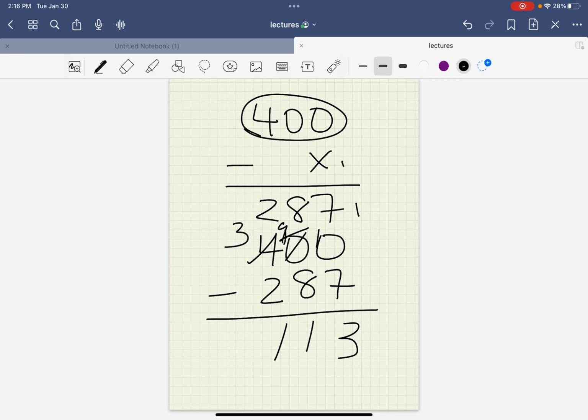We can check this by taking the 400 runners, subtracting 113 from it, and seeing if we get the 287. 3, borrow, 1, borrow from that. There, 10 minus 3 is 7. 9 minus 1 is 8. So there it is, 287. So we know we got the right answer.